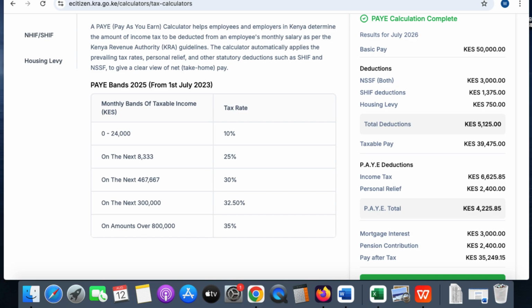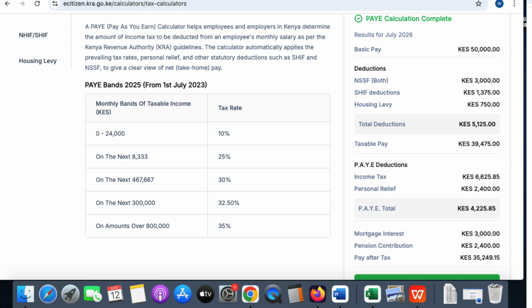So this is the taxable pay of 39,475, and then you deduct PAYE or the tax of 4,225. Now this gives us a take home pay of 35,250. So that's the amount that lands into your bank account.